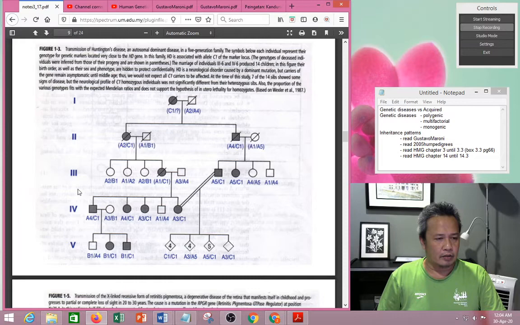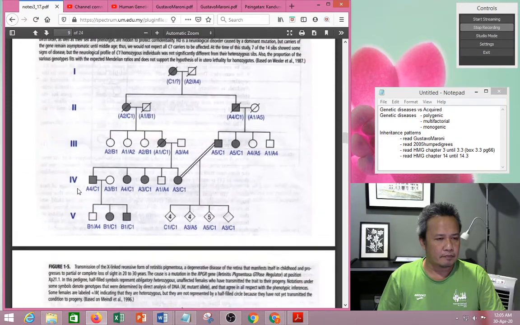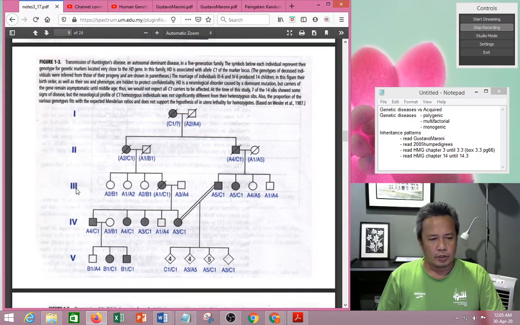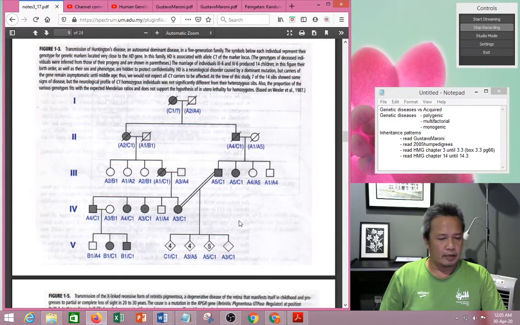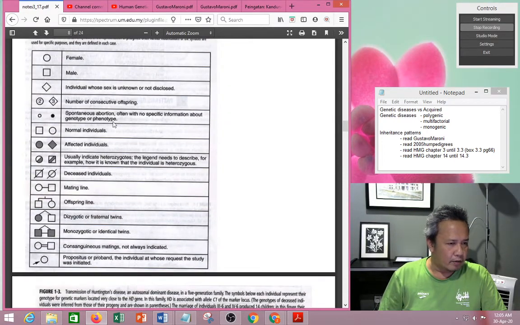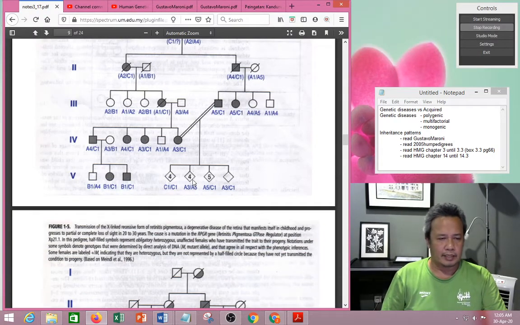This is one example, Huntington's disease. This is autosomal dominant. There's a consanguineous marriage here. From here they know that this person has 4 children, and the number of consecutive offspring after that. So this is one example to show that.